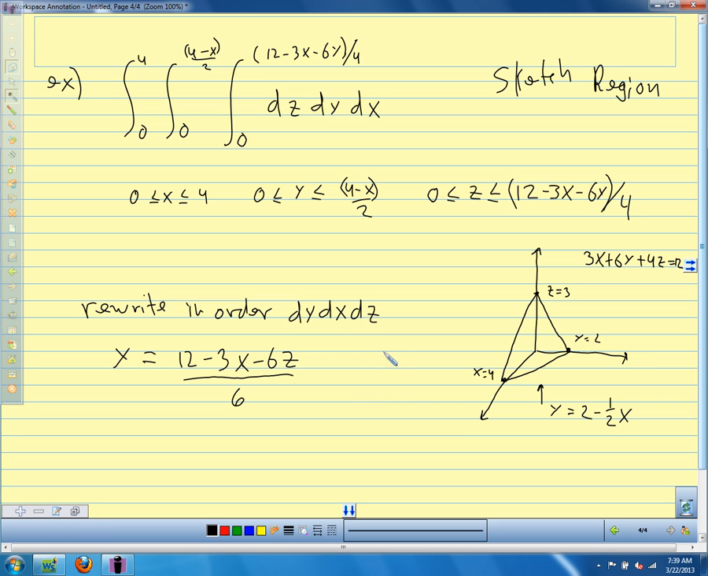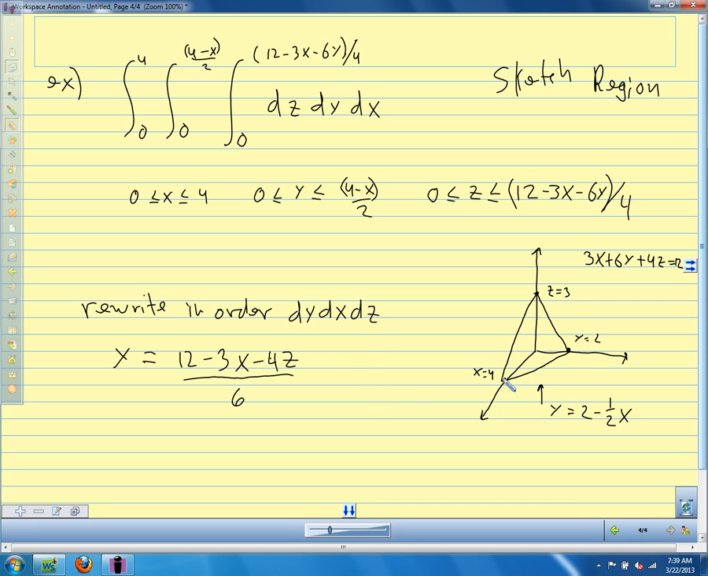4z? Yeah, 4z. Why are you rewriting it? We want to change the order to dy, dx, dz. So y has to be first, so we're thinking of the surface as a function of y. And then we need x as a function of z.